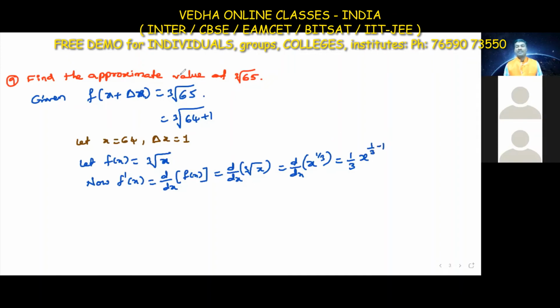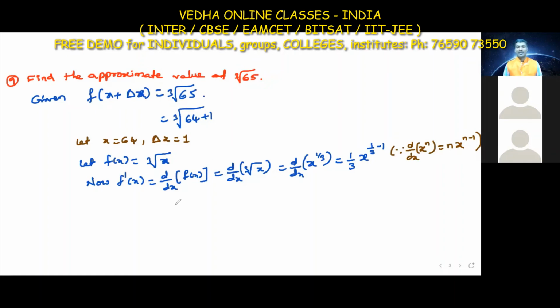Here, what formula are we using? We have the formula d by dx of x power n is equal to n times x power n minus 1. Repeat the formula once more, all of you: d by dx of x to the power n is equal to n times x to the power n minus 1.